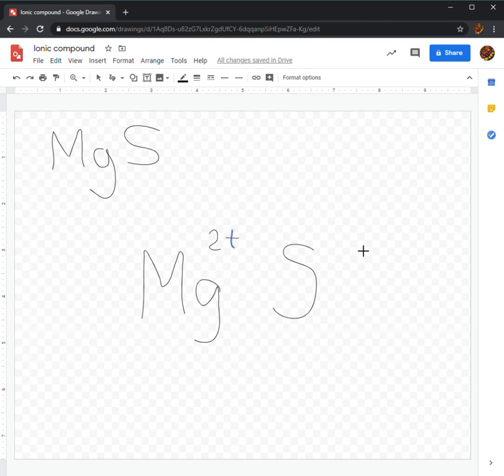The sulfide has 6 valence electrons. It's going to gain 2 electrons to have a full outer shell. And if it gains 2 electrons, it's going to have a 2- charge.